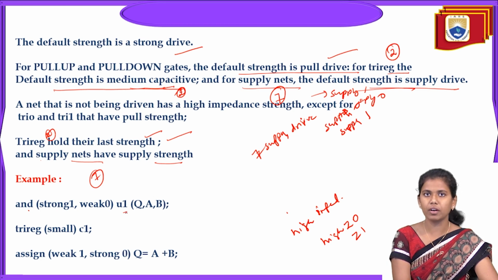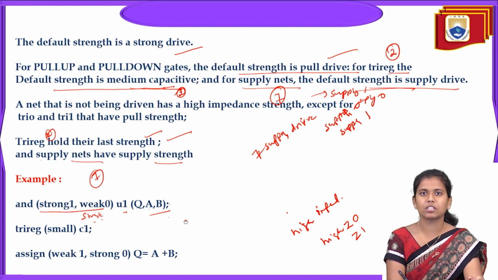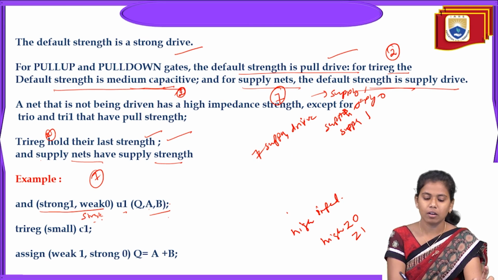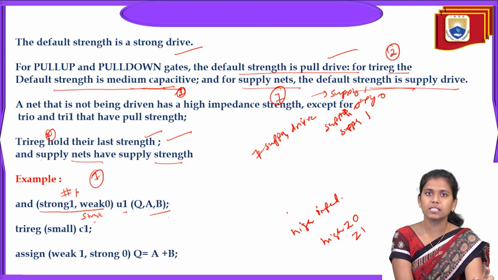And this is the name of a gate that you are using, and here is a port list. In the port list, we are representing the output and input ports. But here is a strength level. Okay, this is a strength level. Usually, in the previous section, we have discussed the delays, right? When it comes to the delays, usually we will represent the delays like this.